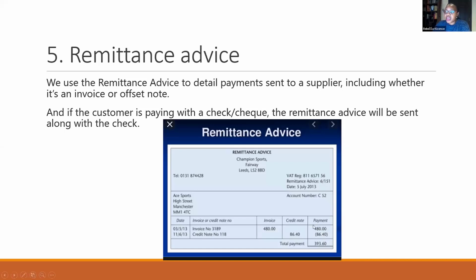So they're advising you that the invoice that you sent them for goods valued at 480 is going to be reduced by the goods that they return to you using a credit note of 86.40. Probably this is in dollars or pounds, I don't know. Oh, it might be pounds. So they're advising you that they're going to pay you this amount, okay? And probably this remittance advice came along with a check for 393.6 pounds.